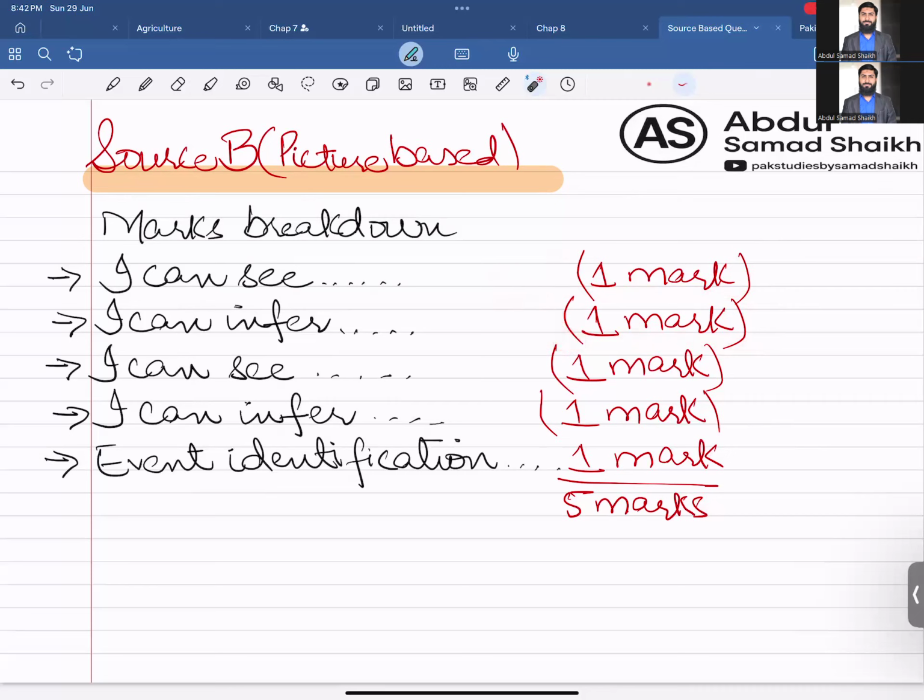Now you need to find another fact out of that picture, which means another thing that you can see. For example, if you can see soldiers moving around along with them, write down that I can see soldiers moving around, establish connectivity, and you can infer what? So I can infer that the emperor had a large army, the emperor was a powerful one.